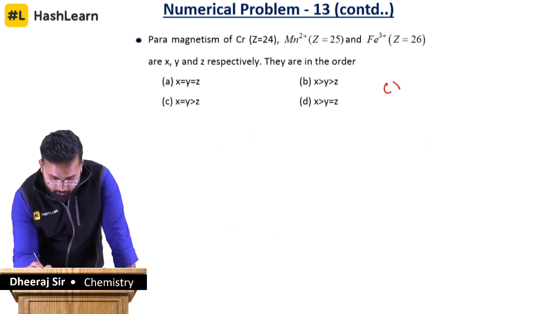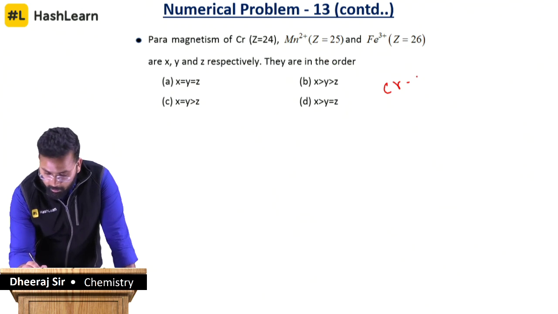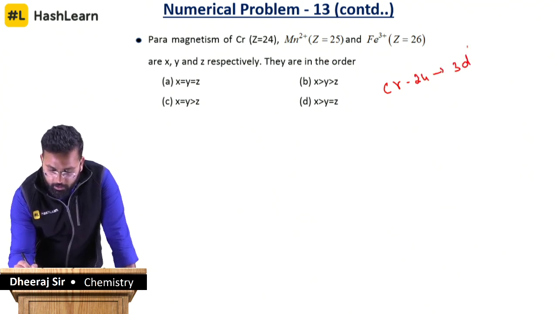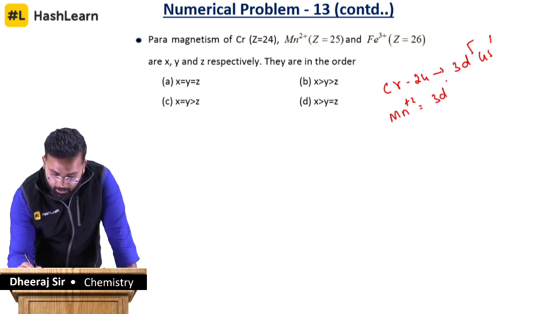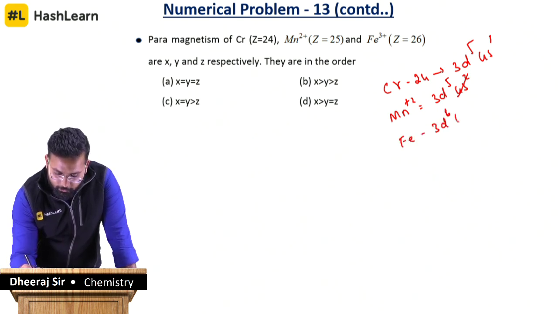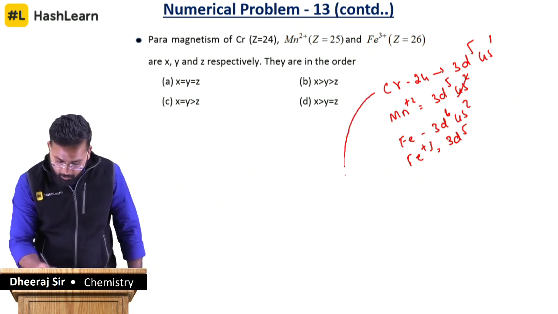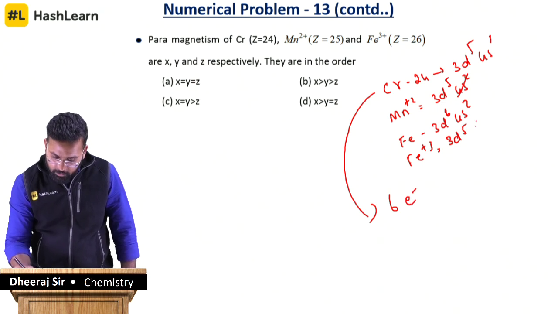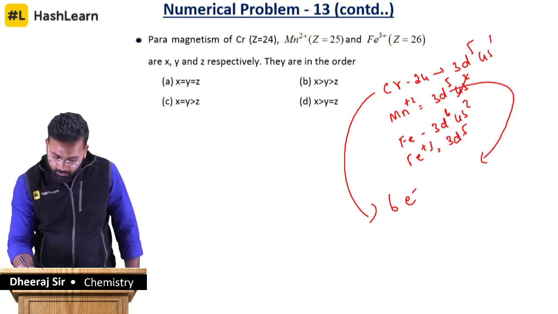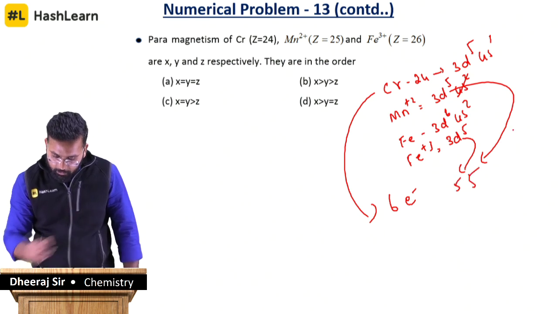So chromium, atomic number 24, electronic configuration 3d5 4s1. Mn2 plus: for Mn it is 3d5 4s2, so if it is Mn2 plus, it is 3d5. Iron, it is 3d6 4s2, and if it is iron 3 plus, it's going to be 3d5. So how many unpaired electrons in chromium? In chromium, I'll have 6 unpaired electrons. In the case of manganese, I will have 5. In the case of Fe3 plus also, I will have 5.